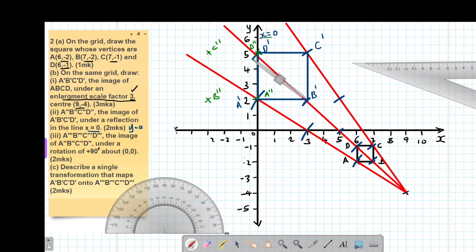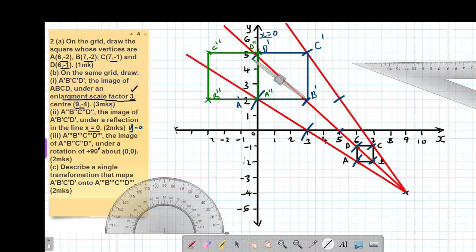Then of course after that we are going to connect the points. So A prime prime should be connected to B prime prime this way. Similarly, B prime prime should be connected to C prime prime, then C prime prime to D prime prime, then of course D prime prime connected back to A prime prime, that is the starting point, this way.